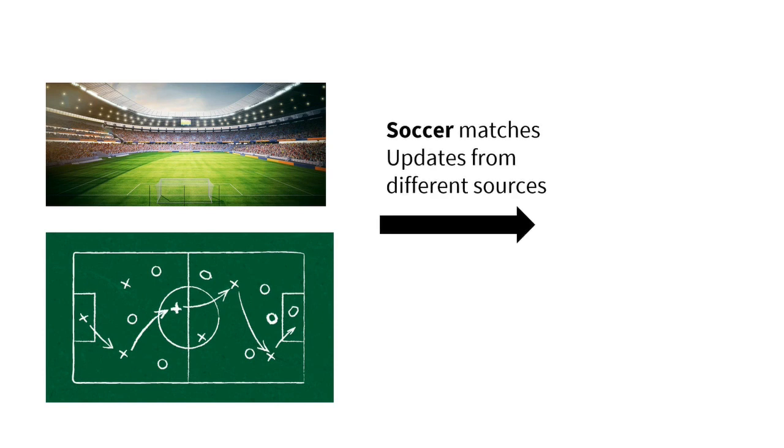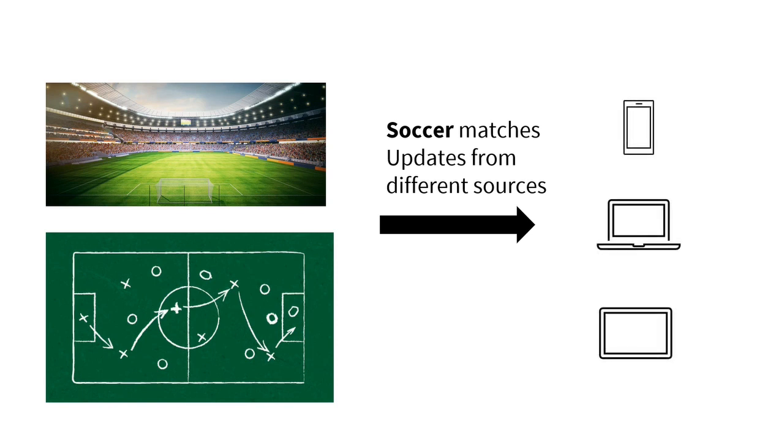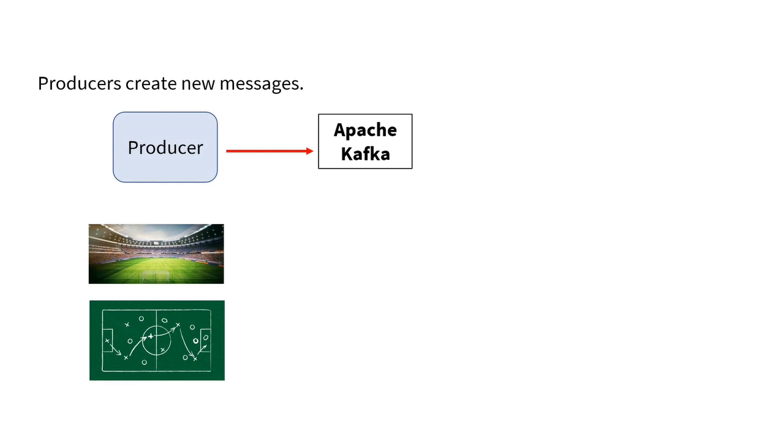Let's say I want to track the updates from different soccer matches happening at the same time, and I want to show the updates on different devices and platforms. On the left-hand side, I have the source of the updates, where I want to get the data from. It is called a producer that produces data or information that I'm interested in. In our example, updates of the soccer matches.